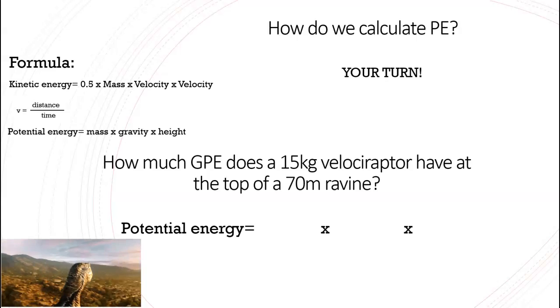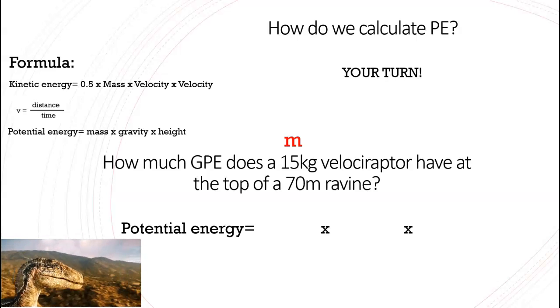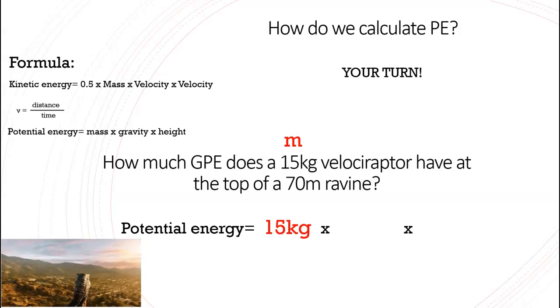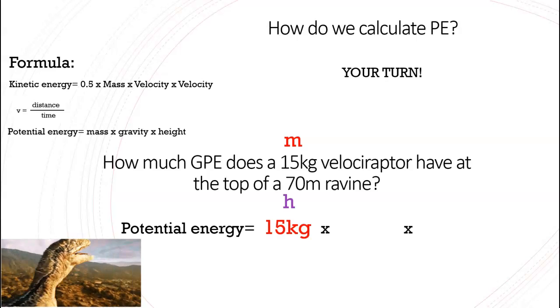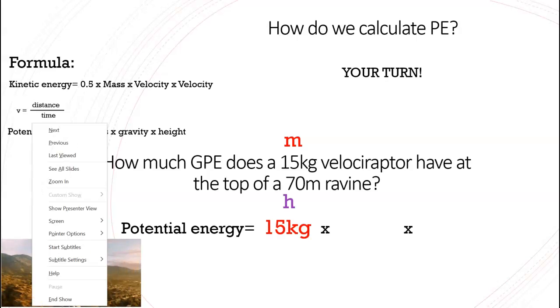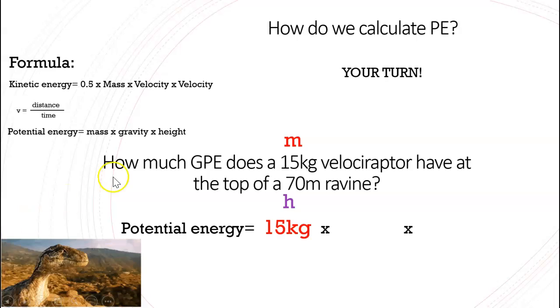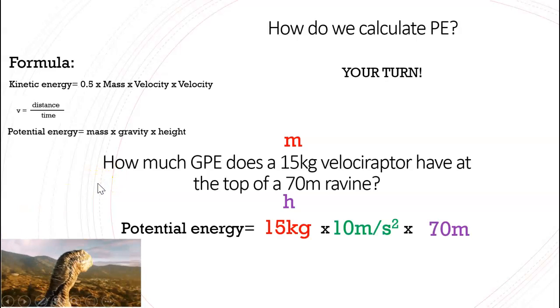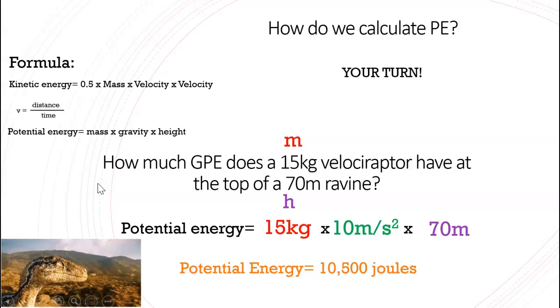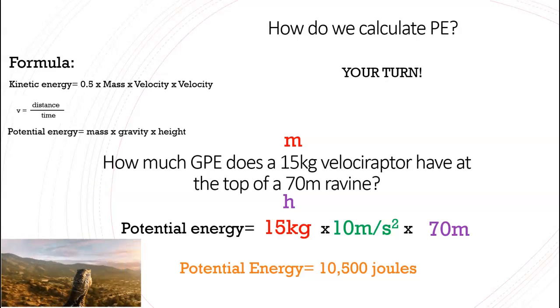Okay, so let's check your work. First we've got our mass, 15-kilogram velociraptor at the top of a 70-meter height, that's our h, and then we've got the 10 meters per second squared. You should come up with an answer of 10,500 joules.